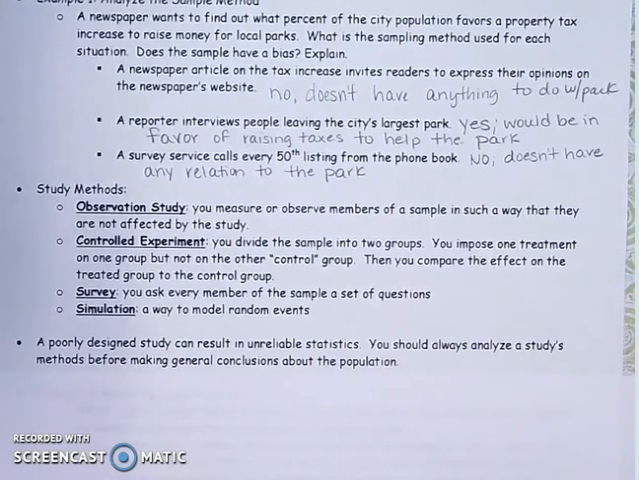Please remember, a poorly designed study can result in unreliable statistics, so you should always analyze a study's methods before you make general conclusions about that population. Meaning, you will be asked, could you use its results to make a general conclusion? Just like with the bias question, if you can justify your reasoning and it makes sense, then you won't get any points taken off for this.